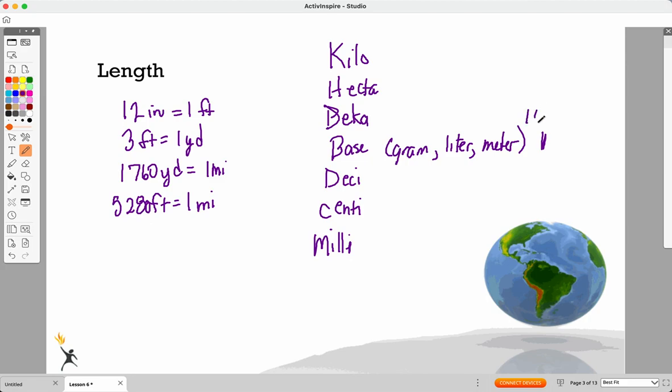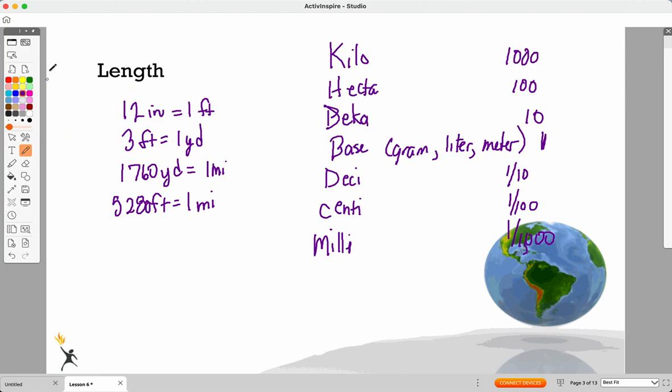A deca is 10 times bigger than a base unit. Hecta is 100 times bigger than the base unit, or 10 decas. 10 hectas equals 1 kilo, and that's 1,000 times bigger. And then down below, it's 1/10 of a base unit, 1/100th of a base unit, or 1/1000th of a base unit. Everything is based on the 10 system, so it's much easier to convert between the two.